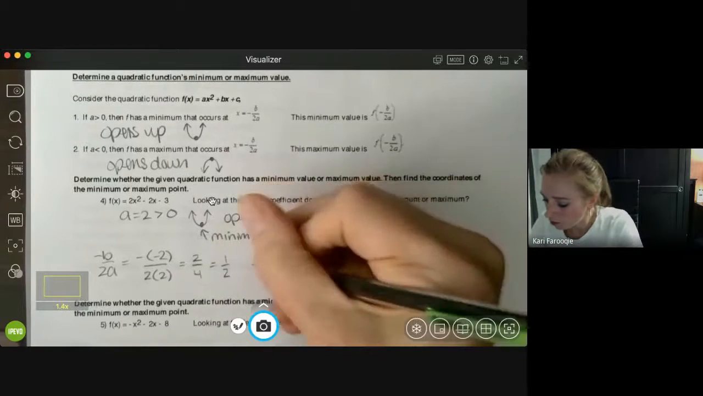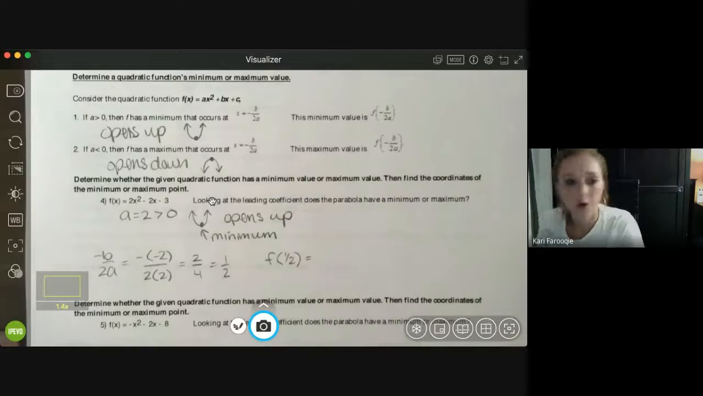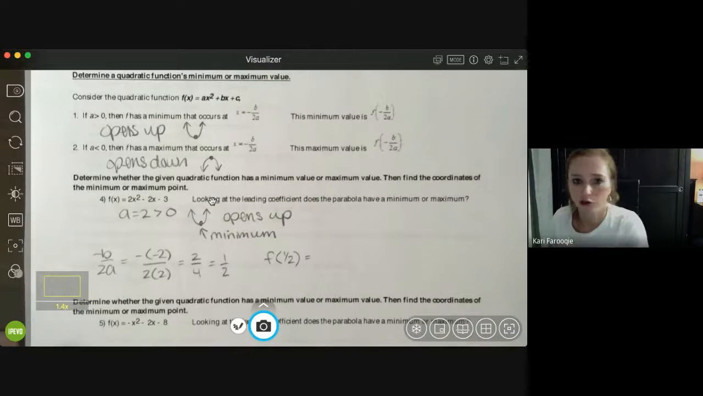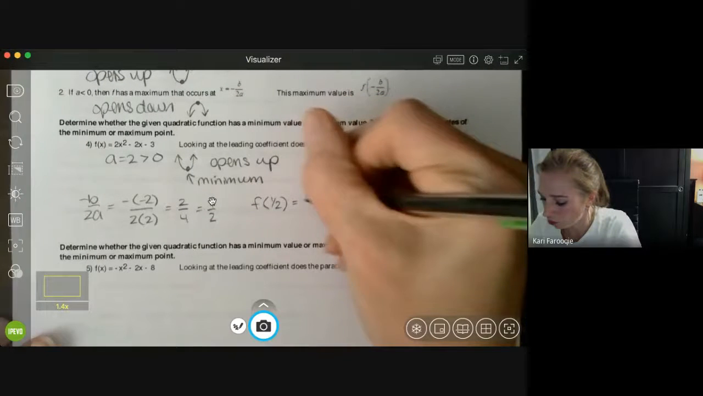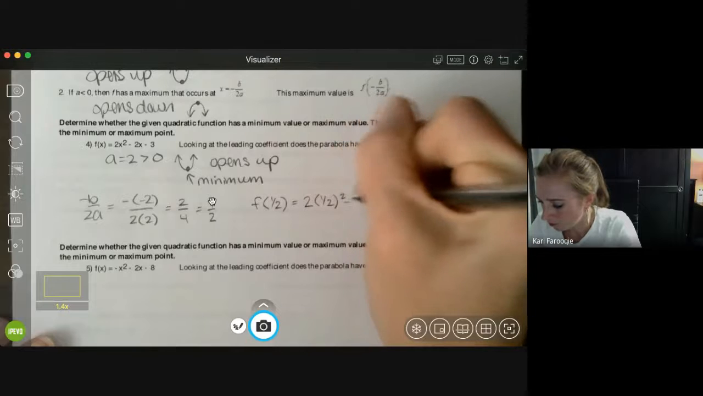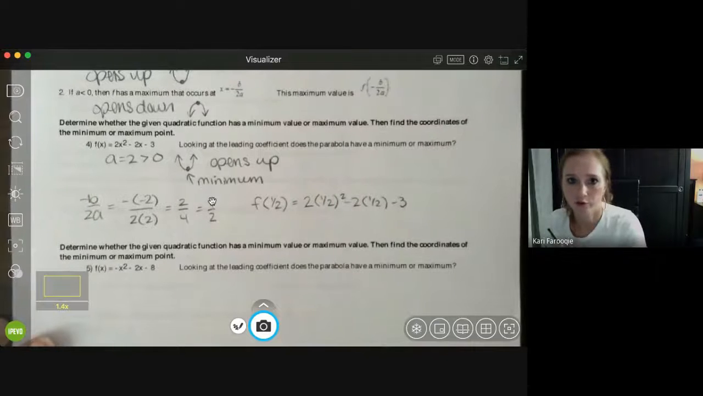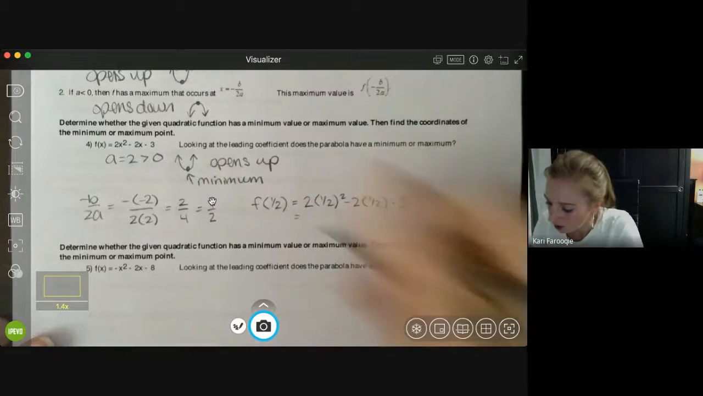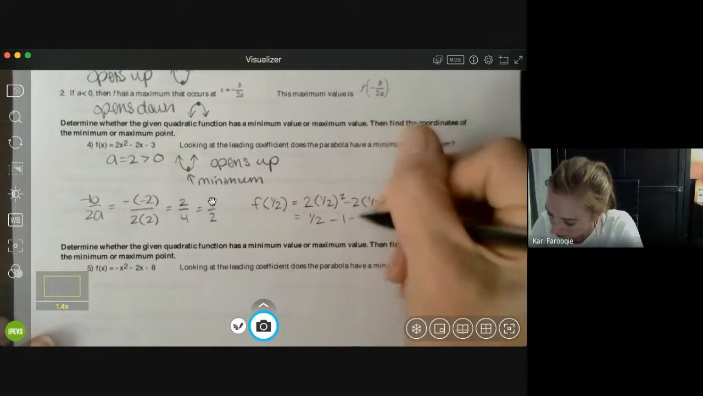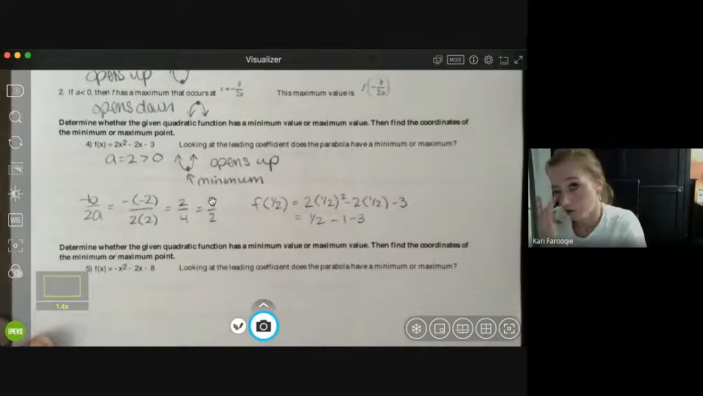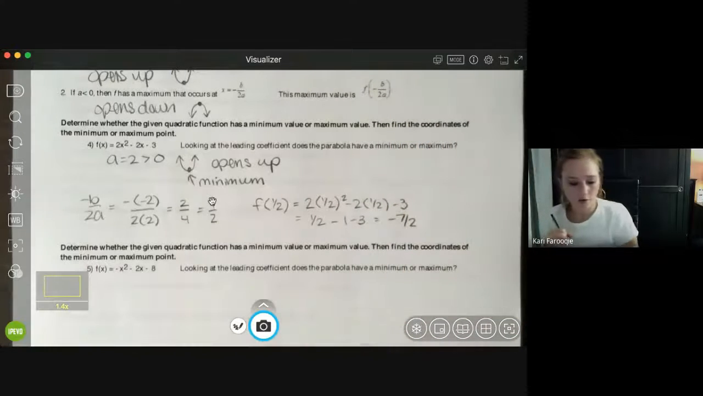To find the y coordinate of the vertex, you're going to find f of 1/2. You're going to evaluate the function there. Feel free to use your calculator to do this if you don't like fractions. 1/2 squared is 1/4. 2 times a fourth is also a half. So you're looking at a half minus 4, which is negative 3.5, which is negative 7/2.